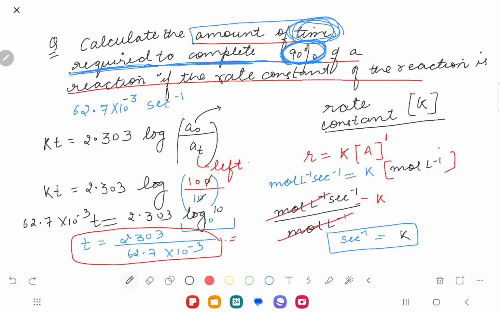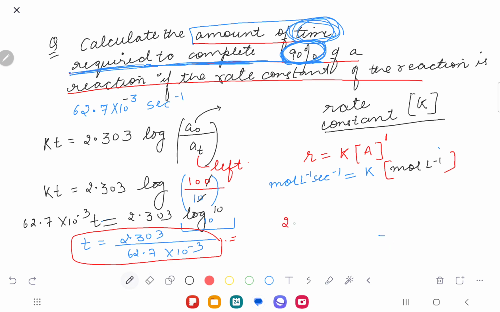So this would be something like 2.303 divided by 62.7 into 10 raised to power minus 3. Yes or no? Yes, ma'am. Okay. So this is the answer. So these many seconds would be required for the conversion of the reaction by 90%. So that's how we apply this particular formula. Understood or no? Yes, ma'am.